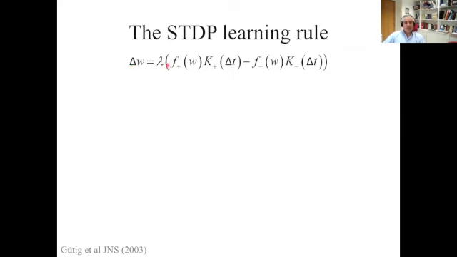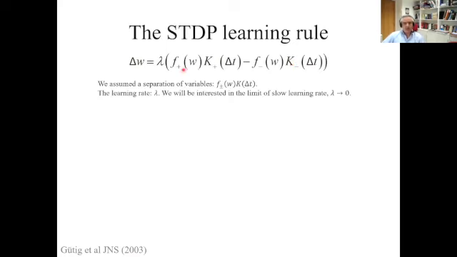We write it as a sum of two terms. First term is potentiation, and the other is depression. And we further assume that we can write each of these terms with a separation of variables. So each term is a product of a function of the synaptic weight dependence and a function of the temporal difference between the post and pre spike times.